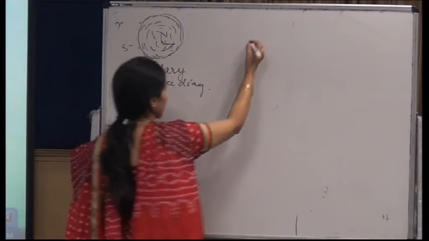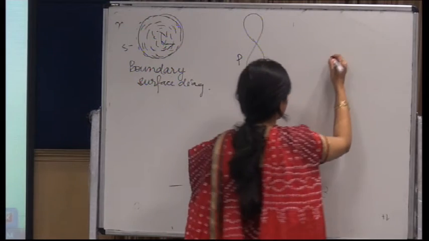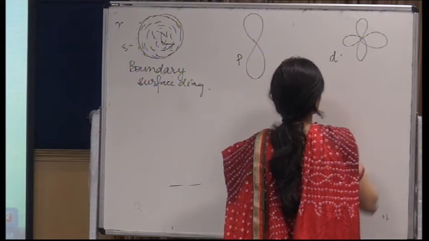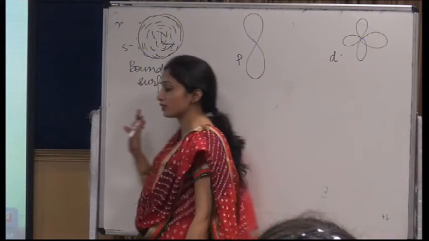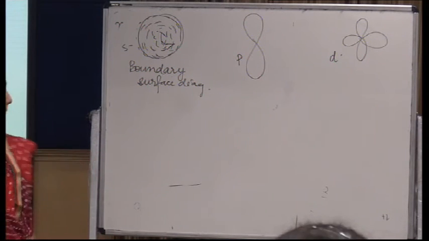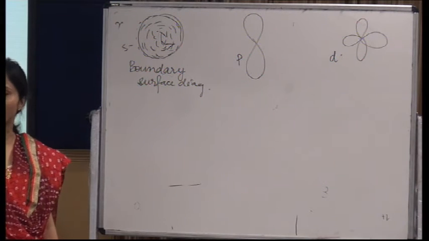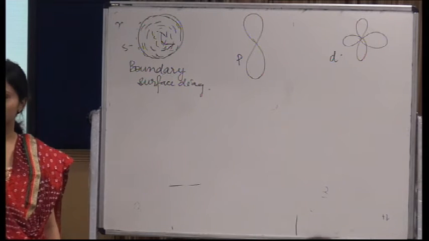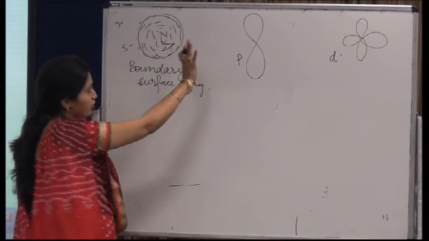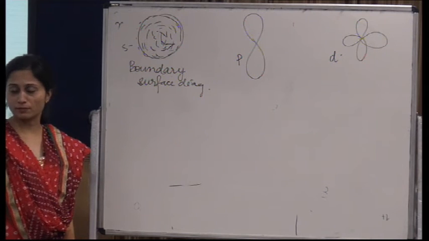Then my p is dumbbell shaped. So this is my p. d is double dumbbell shaped, and d has several shapes. Let me first talk about the basic ones. s is spherically symmetrical, p is dumbbell shaped, and d has a double dumbbell, 2 dumbbells. Now s is spherically symmetrical, so there is no nodal plane in it. I will explain the nodal plane.